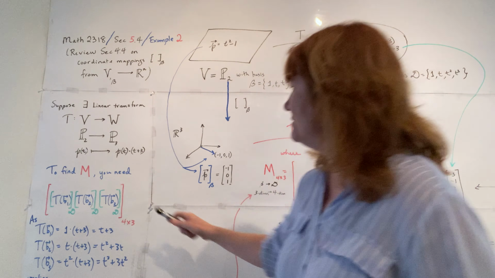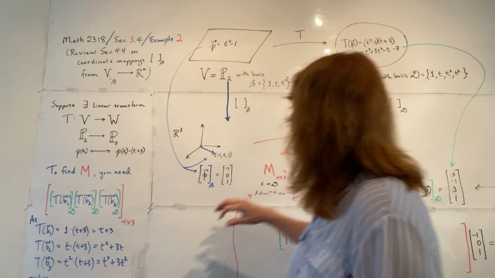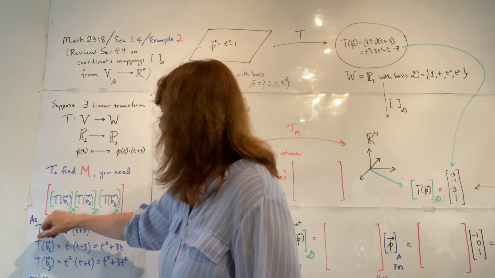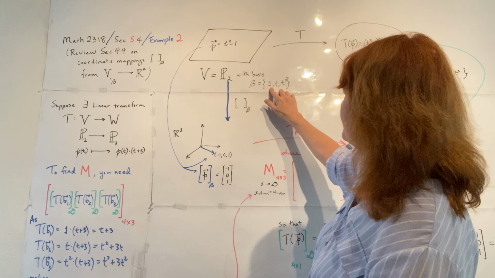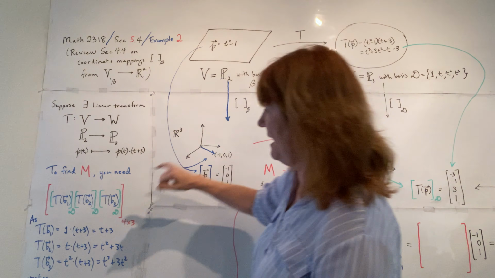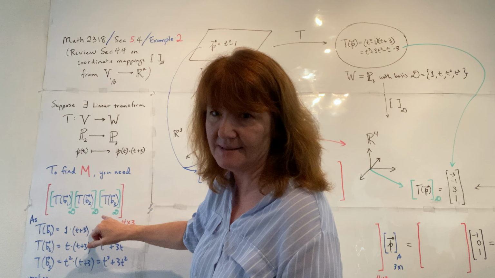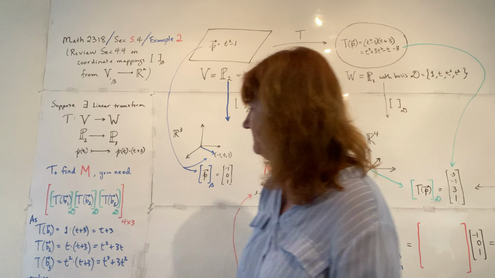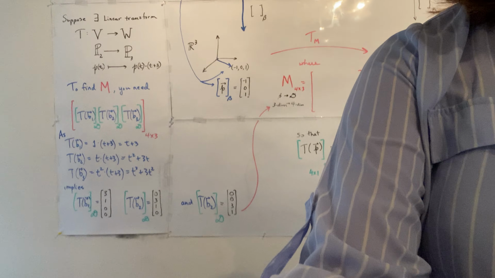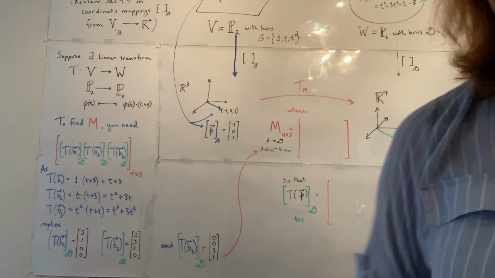Okay, so to find that matrix M, you need to find the images of the basis vectors here, B1, B2, B3, and express them in terms of the coordinate mapping having to do with basis D. So we need to find these quantities. Well, that's pretty easy to do. And remember, this will automate the process for the future.